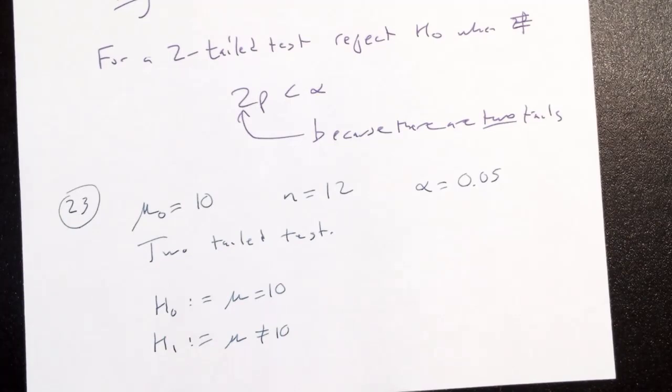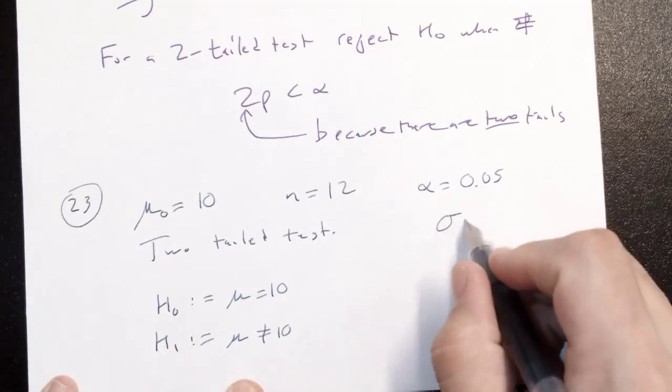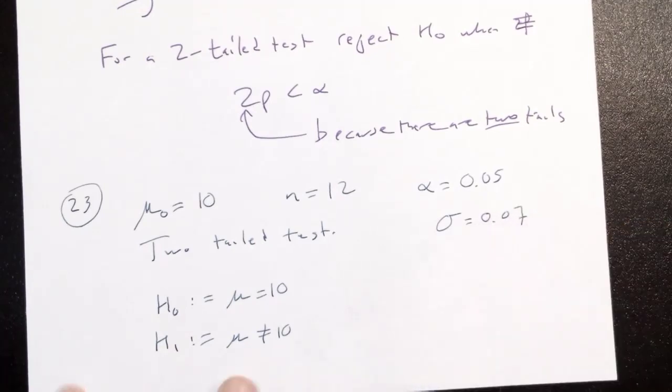Problem, they didn't actually give me the mean. They didn't give me the standard deviation. Wait, no, they gave me the process standard deviation, didn't they? Yeah, they said the process standard deviation was 0.07. So let me make a note of that up here, because if I don't write it down, I will forget it.